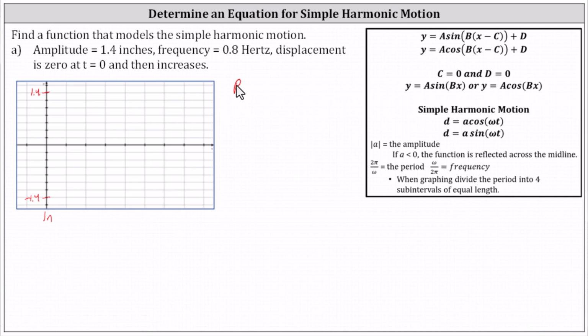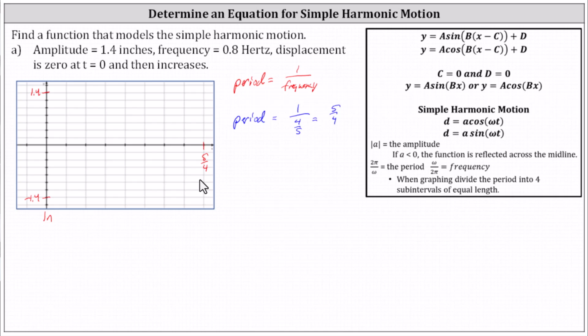We can say the period equals 1 divided by the frequency, which means the period is equal to 1 divided by 0.8 or 8/10, which simplifies to 4/5, which indicates the period is 5/4. Recall 1 divided by 4/5 is equivalent to 1 times the reciprocal of 4/5 or 5/4. Now let's mark off 5/4 on the horizontal axis, let's say here.